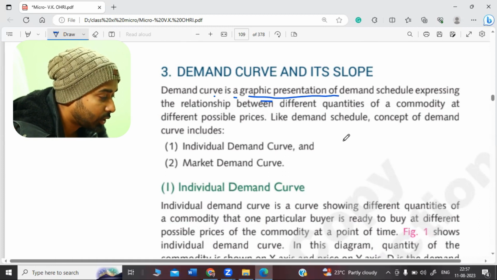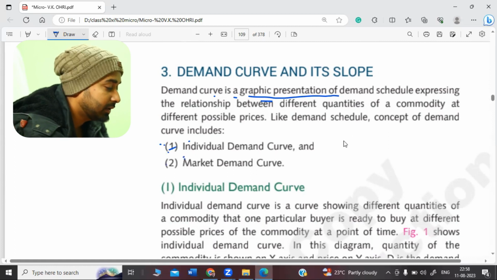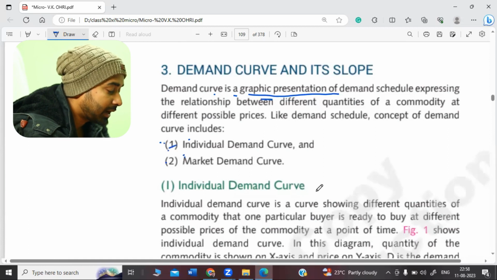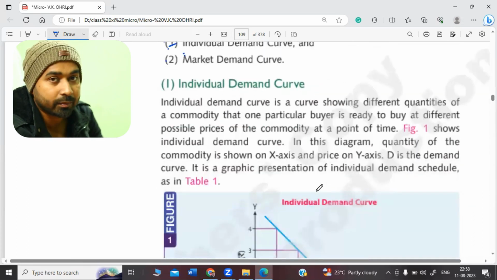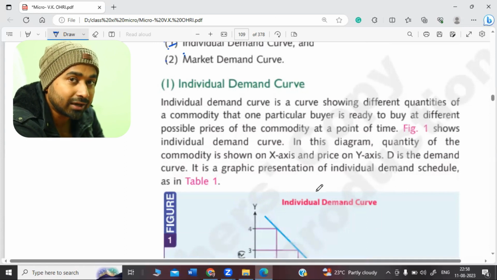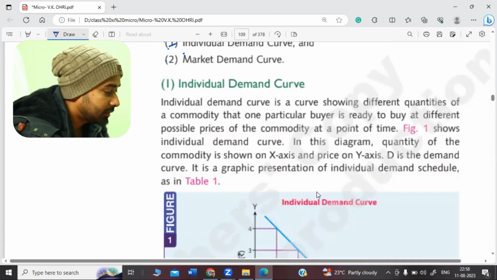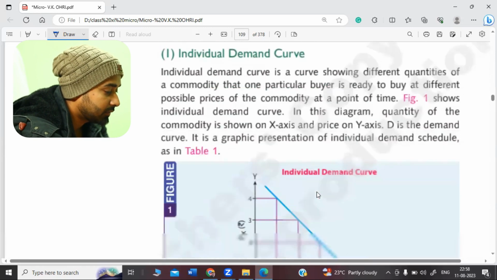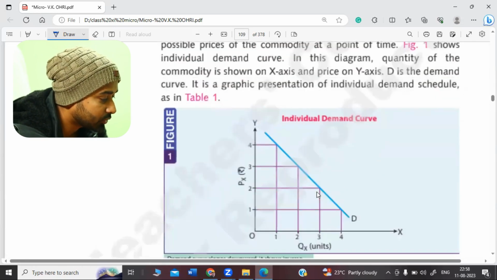Now the demand curve again can be of two types: the individual demand curve and the market demand curve. The individual demand as per the prevailing market price, shown in graphical or curve form, is known as the individual demand curve. Have you seen that? See here, I am showing you.